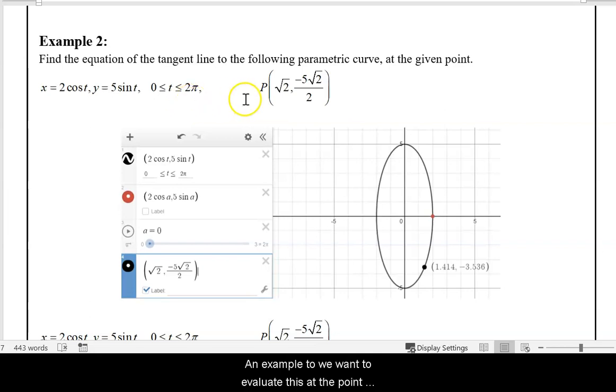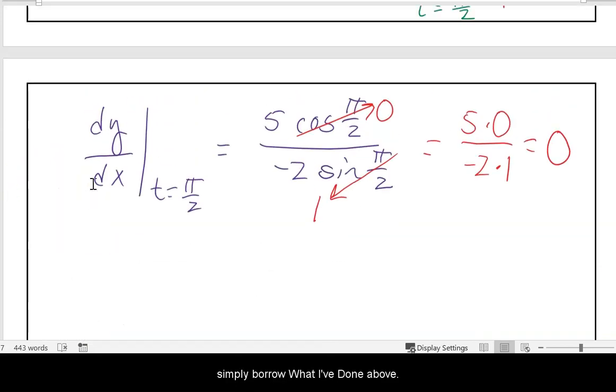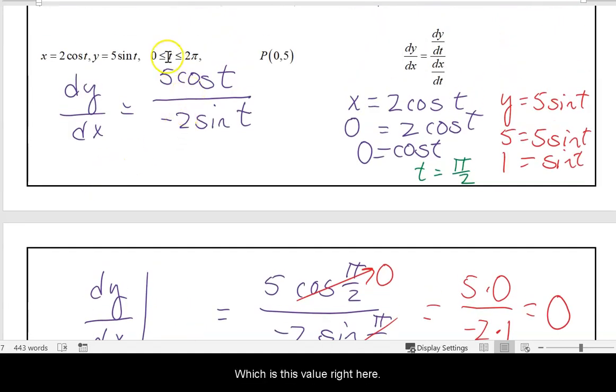In example 2, we want to evaluate this at the point square root of 2, negative 5 square root of 2 over 2. You'll see that I have added this into my Desmos file as a simple point, which you see here. Notice it has approximated the radical in a different form. I want to use the formula for the derivative again, so I can simply borrow what I've done above, which is this value right here. I can copy and paste it and continue.